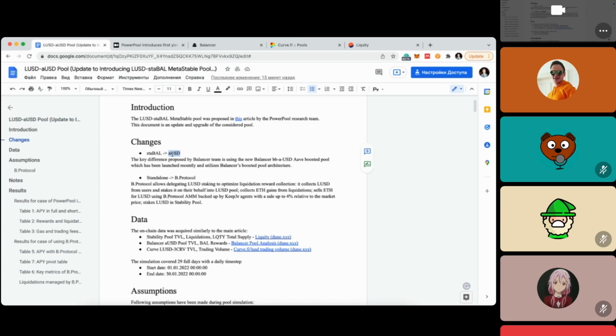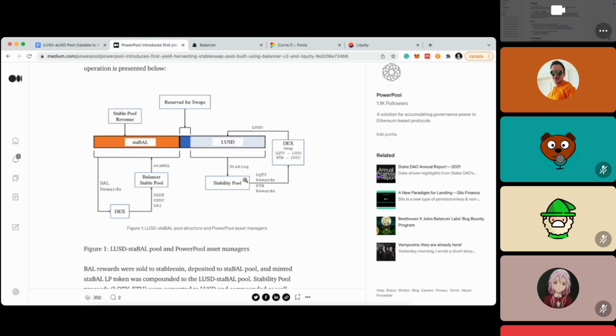Yeah, I also want to mention that only Balancer V2 has such a unique option to take tokens from the vault and stake them in some other pool. So this is a really exciting thing, and PowerPool contributed a lot to Balancer V2.